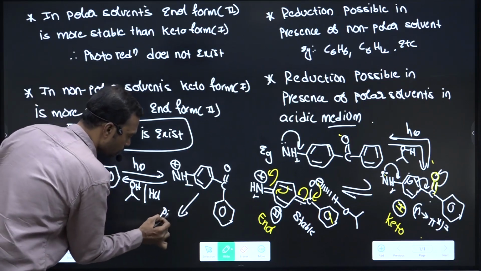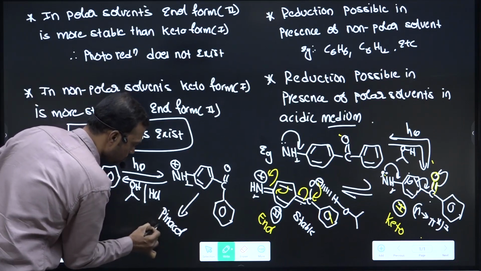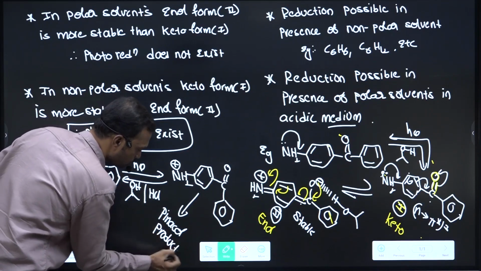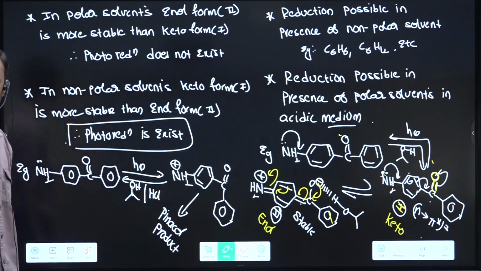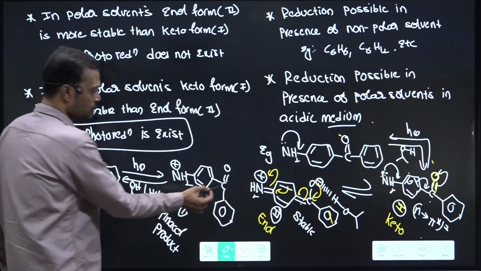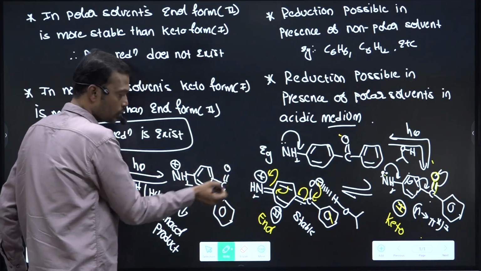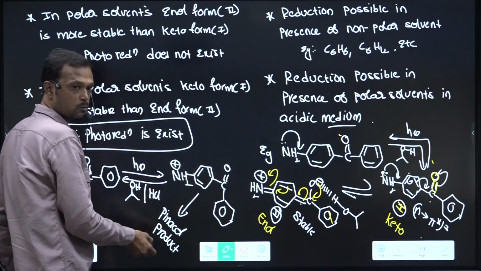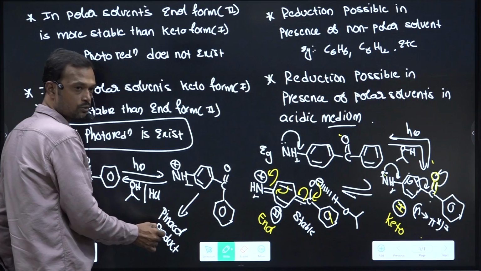What is your answer? Your answer is pinacol product. Clear? Photo reduction possible or not? Will you make a dimer? This carbon OH, the next carbon also OH, write down 2-phenyl. That is your answer. Pinacol product is possible. This is called photo reduction product.